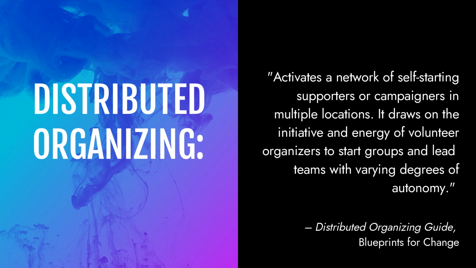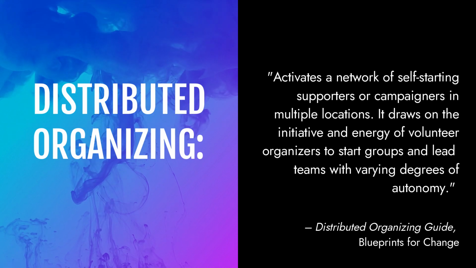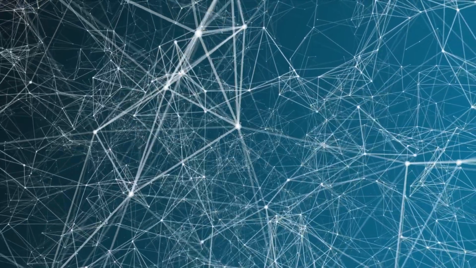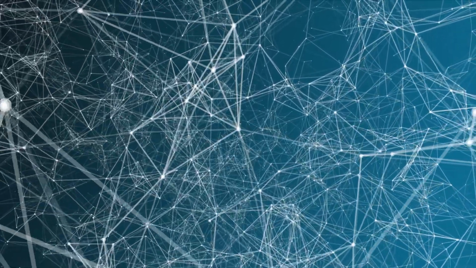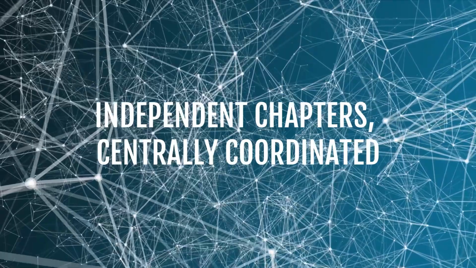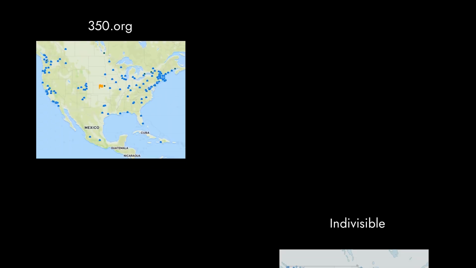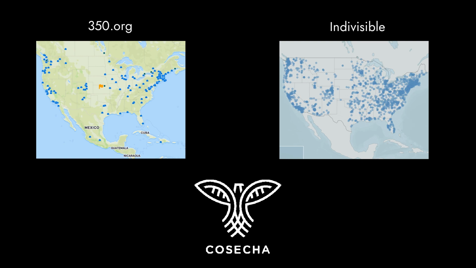It draws on the initiative and energy of volunteer organizers to start groups and lead teams with varying degrees of autonomy. Basically, imagine a network of chapters, let's say across the US, who are working somewhat independently but with some amount of centralized coordination toward a shared goal. Examples of movements using distributed organizing include 350.org, Indivisible, and Movimiento Cosecha.